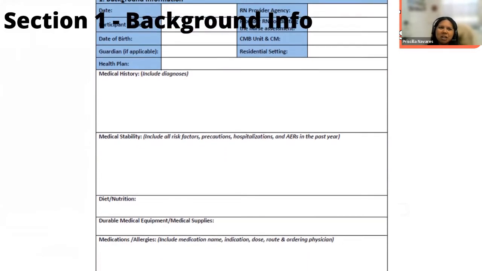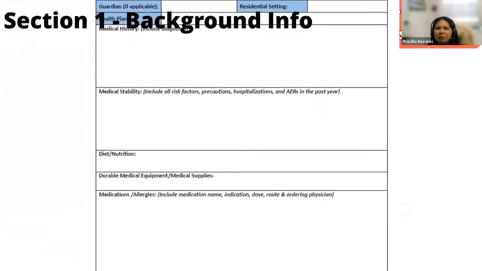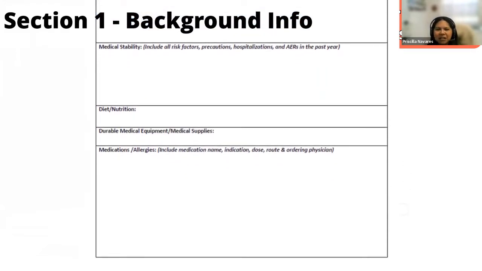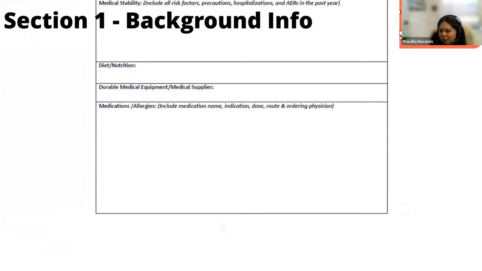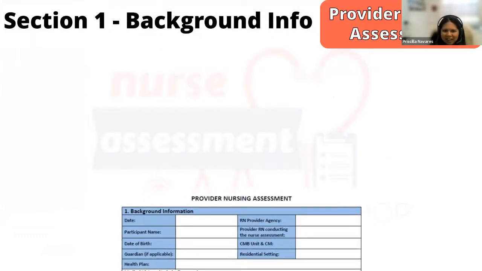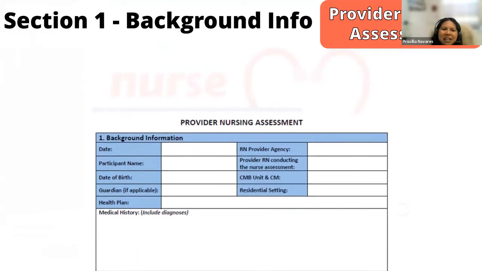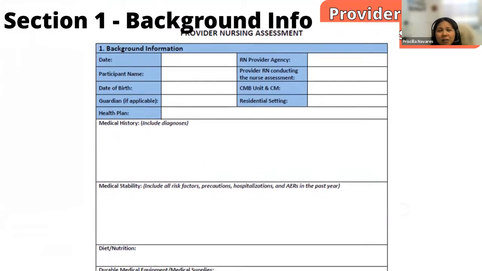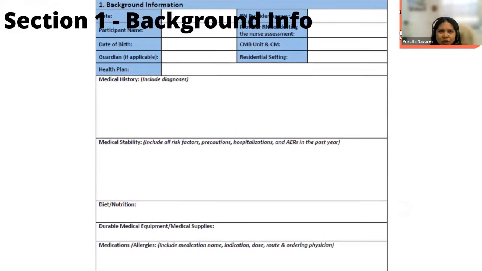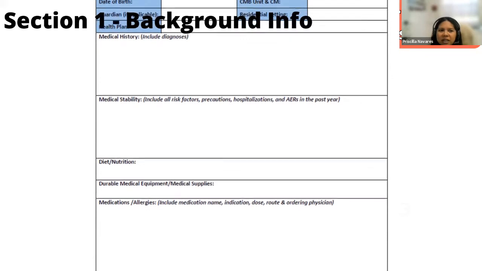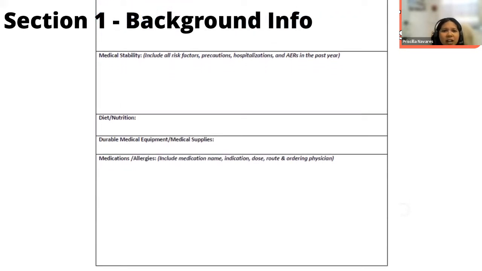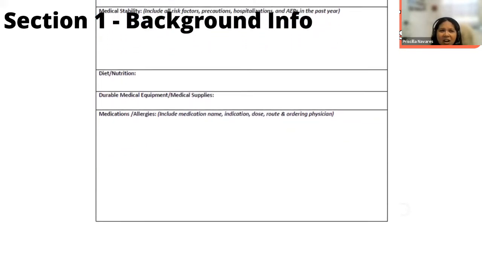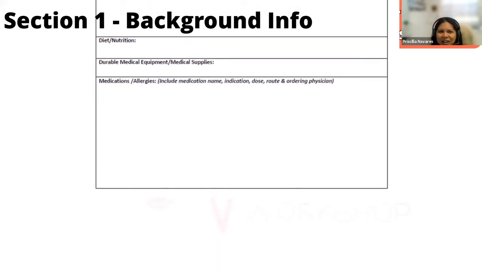So the background information is going to be very straightforward, including the name, the person completing it, all of that. Basically the name, the date of birth, guardian, health plan, the agency, all of those. Part of this is going to include the medical history, which includes the diagnosis. When you see medical stability here, it should include any risk factors, precautions, hospitalizations, and ERs. It includes any diet and nutrition, if they have any medical supplies, and finally any medications and allergies.